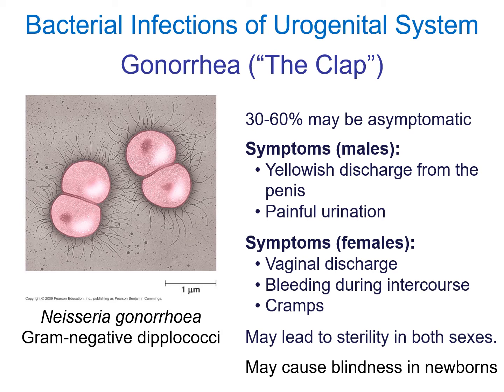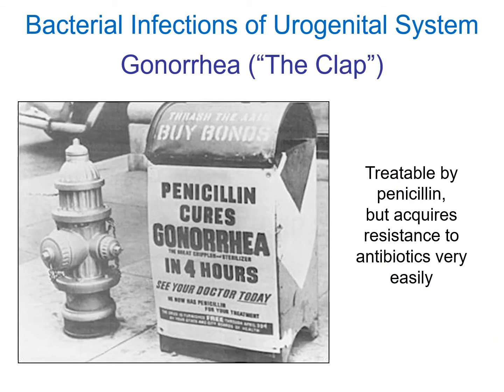So like with chlamydia, the symptoms are discharge and painful urination. In females, we may also have bleeding, and sometimes cramps may develop as well. Gonorrhea can be treated with penicillin and synthetic penicillins. Unfortunately, there are quite a few forms that are now resistant to penicillin and its derivatives.